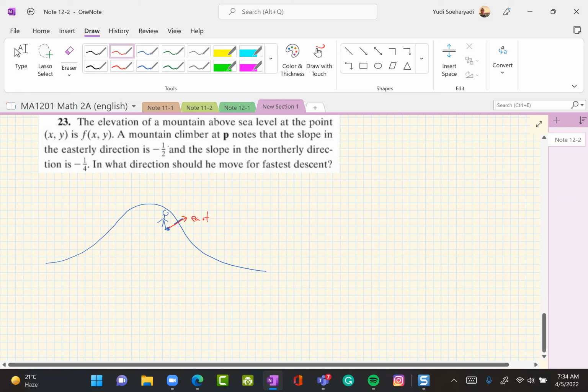The slope is -1/2. Supposedly it's going down a little bit, right? -1/2, so east must be around these directions. East, so -1/2. And north is -1/4.